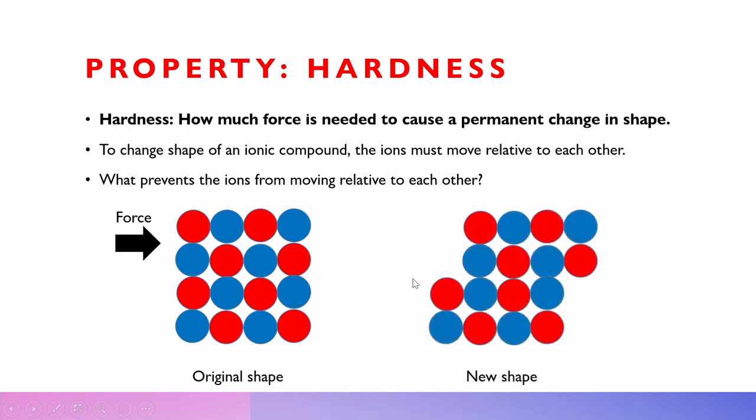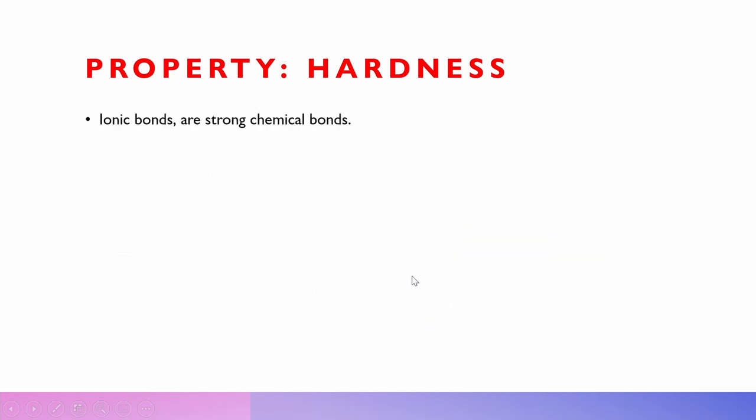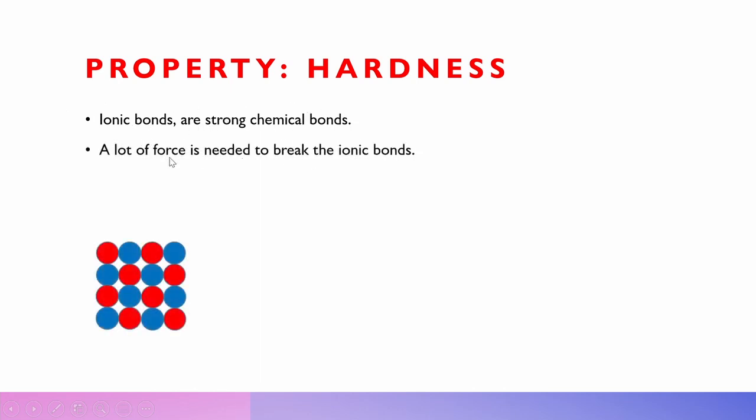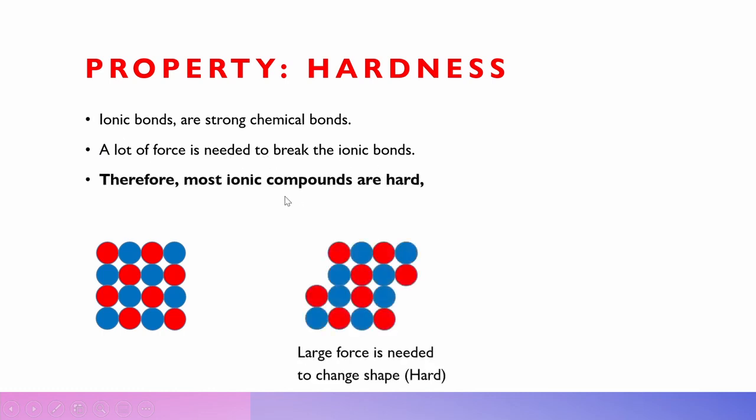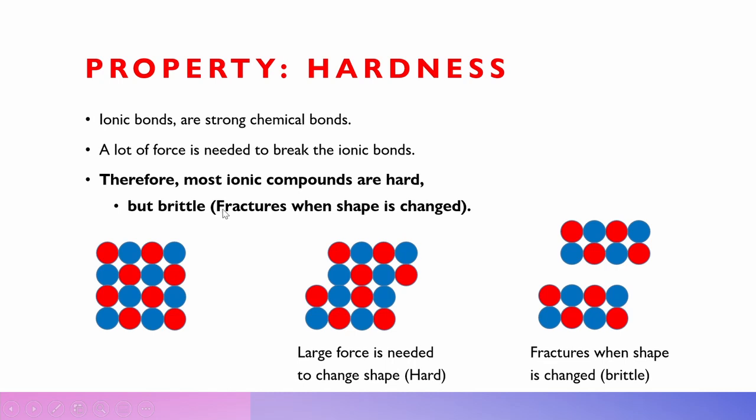So are ionic compounds hard? Yes, that's because ionic bonds are strong chemical bonds. Since they are strong, a lot of force will be needed to break them. Therefore, most ionic compounds are hard, but brittle. That is to say that when you successfully change the shape, ionic compounds tend to fracture or break. And that's because when you change the shape of an ionic compound, you are forcing ions with the same charges to be adjacent to each other. And recall that ions of the same charges repel each other. And that's why ionic compounds are hard but brittle.